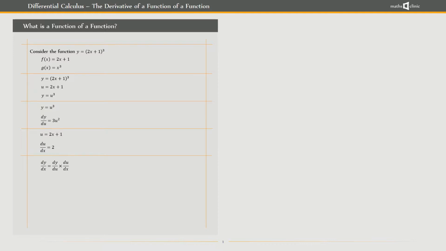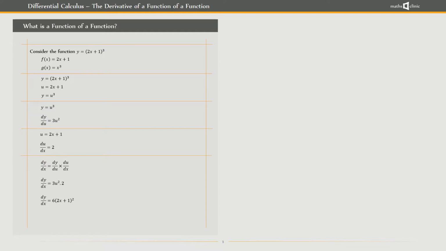And what does this tell us to do in the end? It simply tells us to find dy/dx. You simply multiply your two results. You have dy/du as 3u squared, and you multiply that by du/dx. In this case, we're representing multiplication with a dot, so you have 3u squared dot du/dx as 2, so 3u squared dot 2, and you have your final answer.